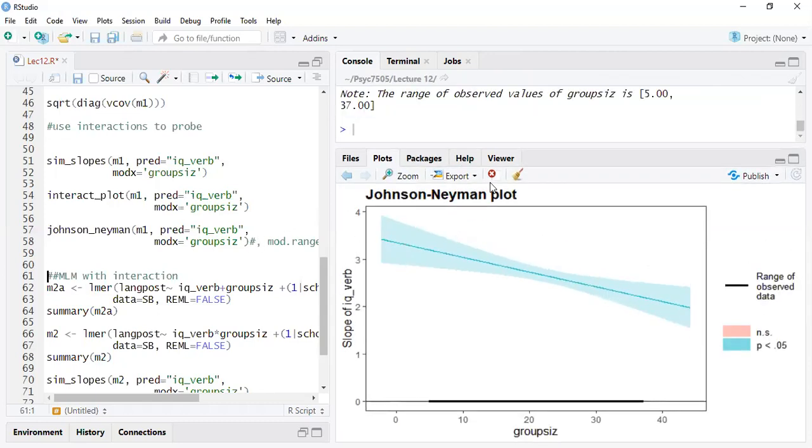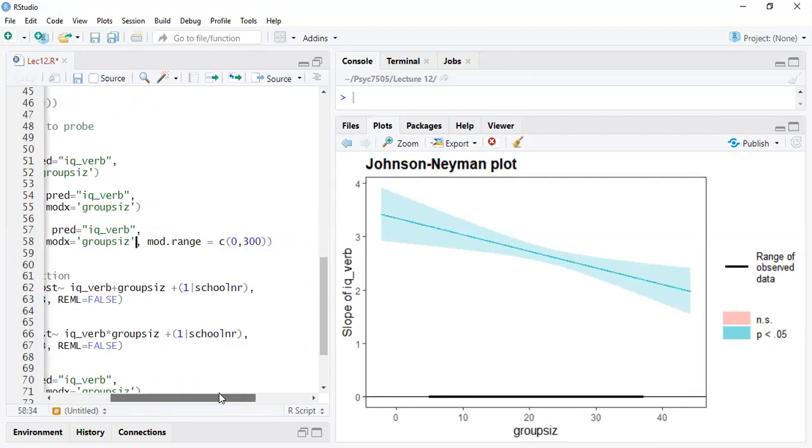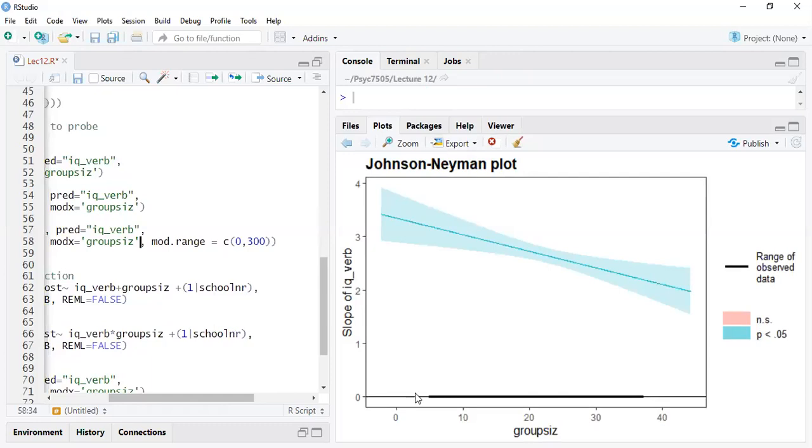And finally, Johnson-Neyman. The first thing I'll put, it repeats the Johnson-Neyman from sim_slopes, and it also gives us that Johnson-Neyman plot. And if you want, there's an option in the Johnson-Neyman plot called mod.range, where you can change the range. So instead of looking at here from 0 to 40, because it guesses based on your data what you want, I'll say 0 to 300.